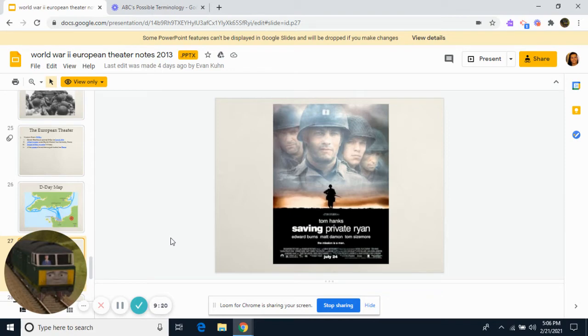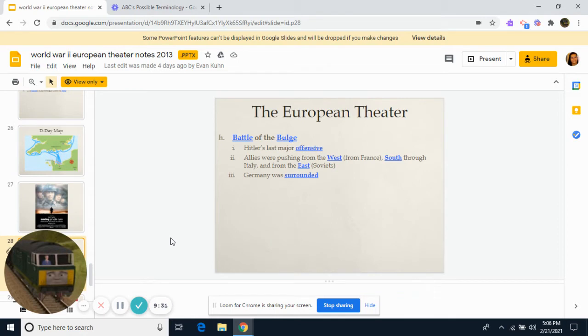Tom Hanks, Saving Private Ryan, Edward Burns, Matt Damon, and Tom Sizemore. The mission is a man by July 24th. Yeah, militaries are soldiers, man.